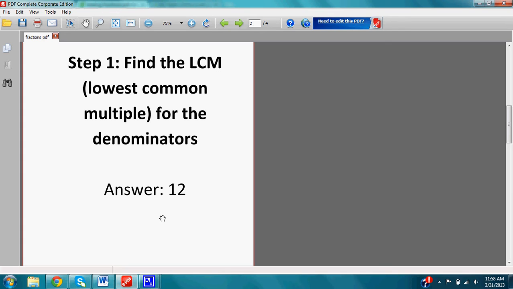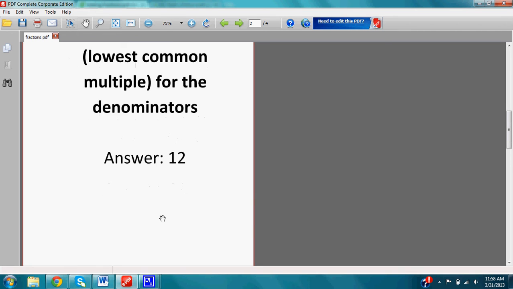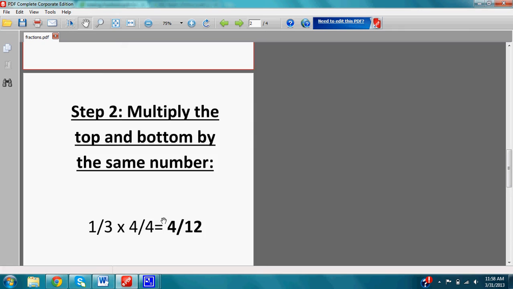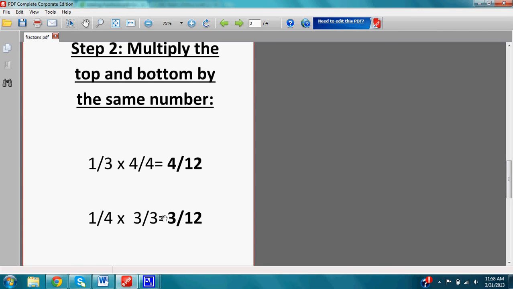Now, let's try to create an equivalent fraction with the lowest common multiple of 12. You should multiply the top and bottom by the same numbers to find the equivalent fractions. And this is what your paper should look like. 1/3 times 4/4 would equal 4/12. And then 1/4 times 3/3 should equal 3/12. This is what your paper should look like.